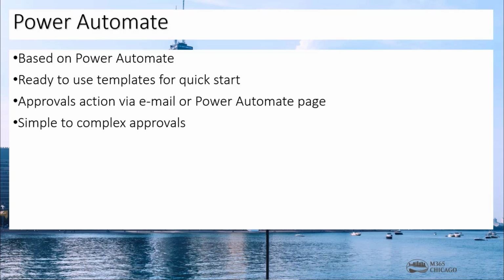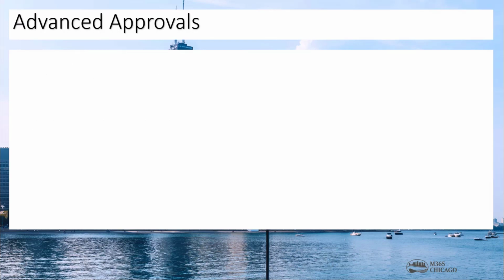Yeah, simple to complex approval, because in Power Automate you can create very simple approvals or very complex approvals. And if you use approvals action in Flow, then all of these actions, all these requests will appear in Teams approvals application. So that's great.